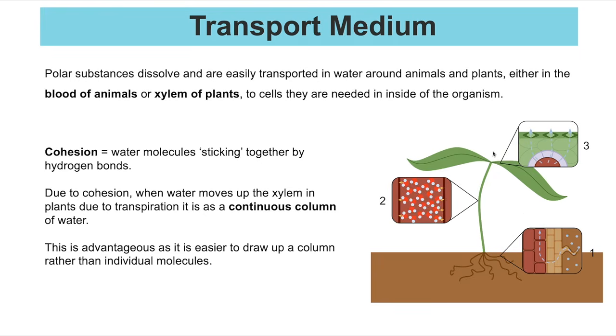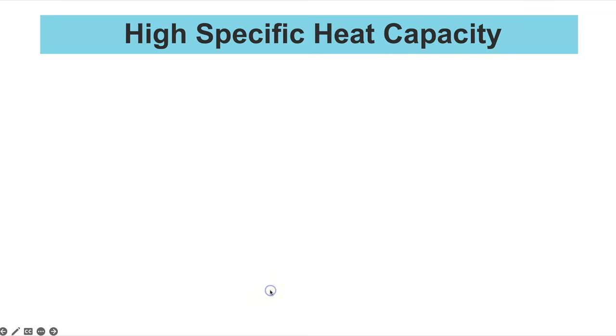And not only that, because of the hydrogen bonds that form between water molecules, the water molecules stick together, creating cohesion. And that means water can move up the xylem in the transpiration stream as a continuous column of water. And that makes it much easier to draw the water up the xylem with all of those dissolved mineral ions within it, so that the cells further up can gain access to both water and mineral ions.